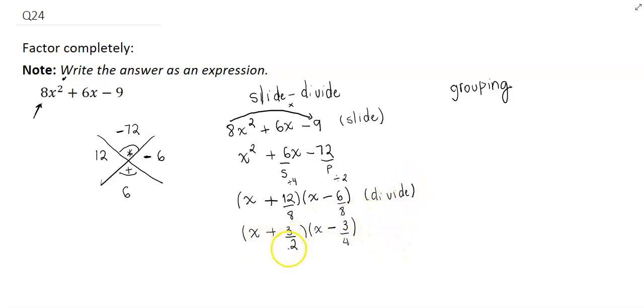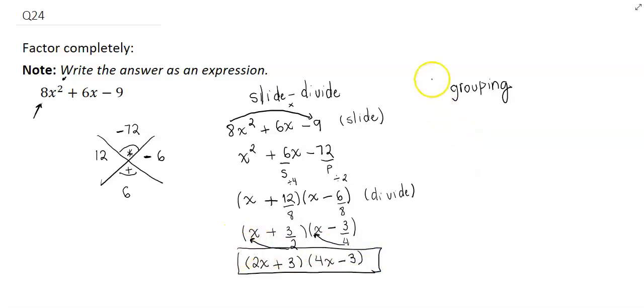Now I slide back the 2 in front of the variable to be its coefficient. So then my answer is 2x plus 3 and 4x minus 3. Okay, so if you have used this method, it's called the slide divide method. Slide, factor, divide.